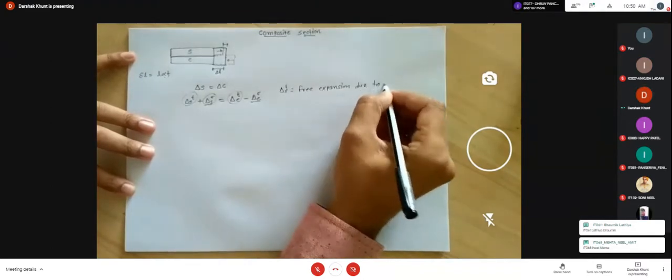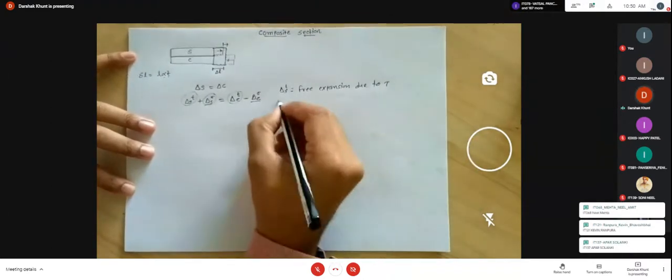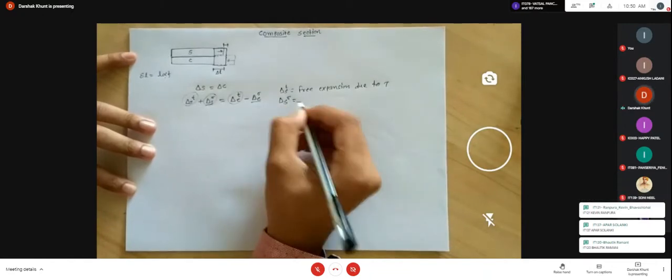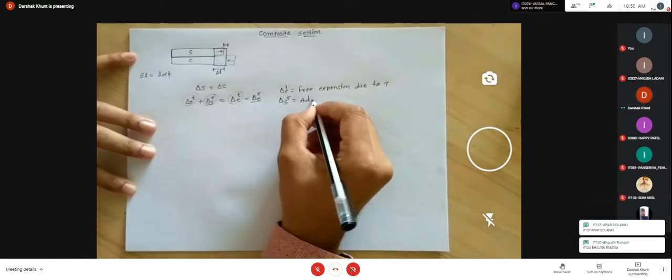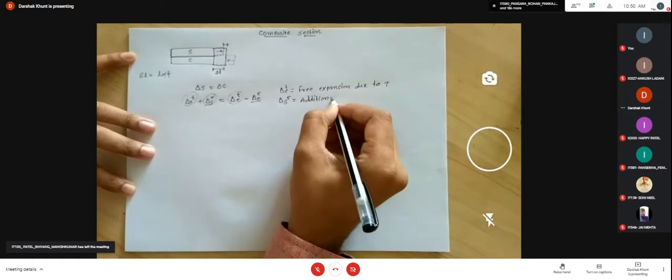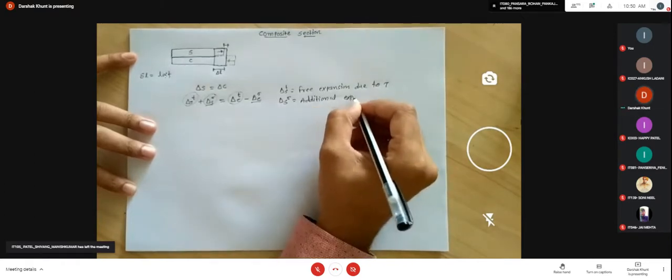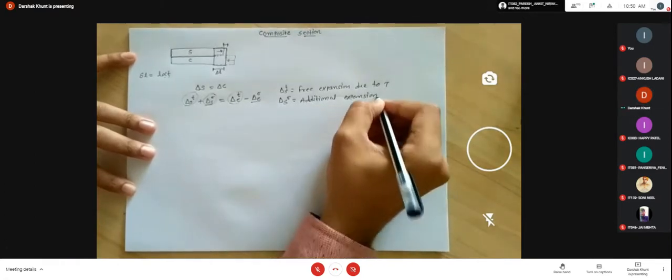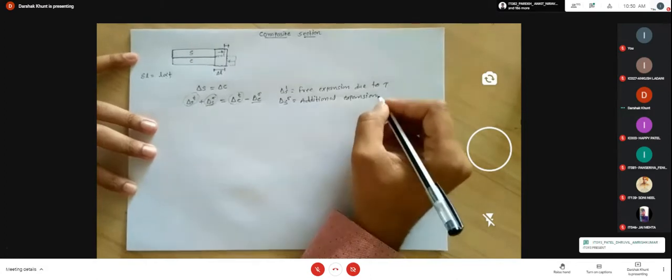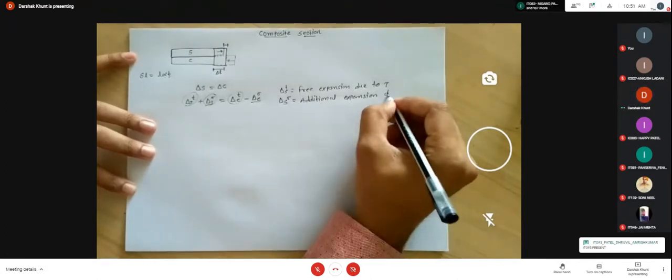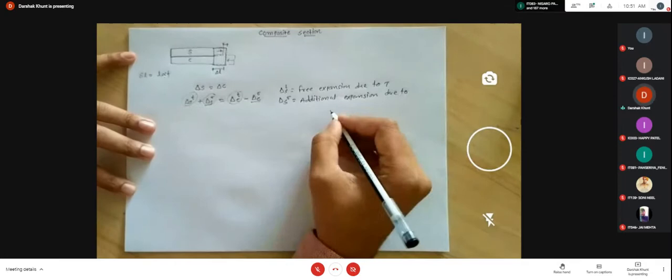Here delta st is the free expansion, and delta s stresses is the additional expansion due to the composite section.